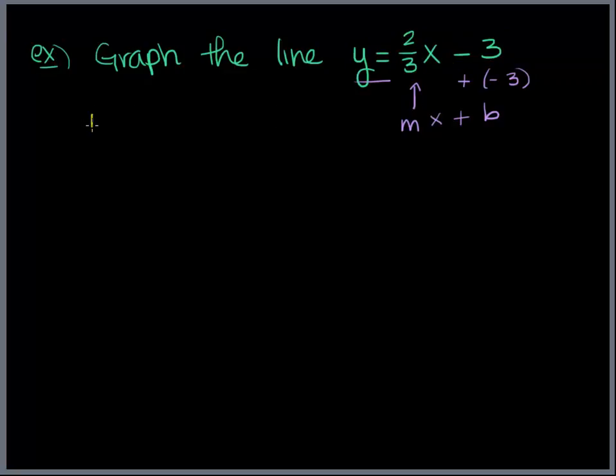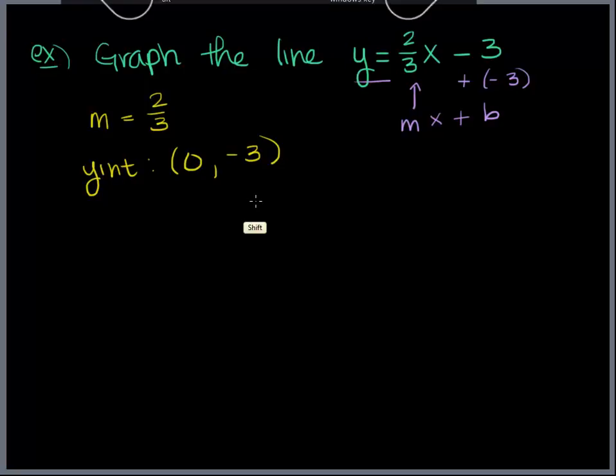So what do I know? I know then that my slope is 2/3 and my y-intercept is going to be the point, remember, the y-intercept is an actual point, 0, negative 3. And as long as I have that information, I can graph my line. So let me try and do this and try and draw a straight line. I do not draw straight lines well, so I'm glad I have this handy program to help me draw these.